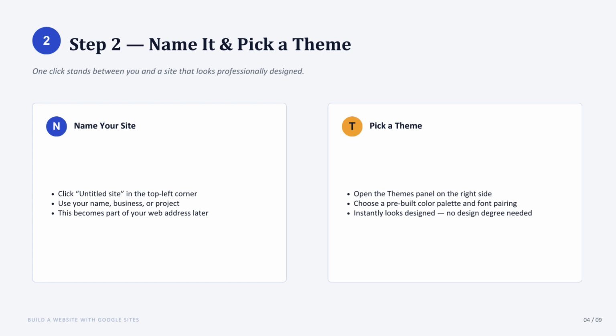At the top left corner, you will see the untitled name. You can give it whatever name you please: your business, your project, or your own name. You should also add a logo. That is also important. Then we pick a theme. You open the theme panel.